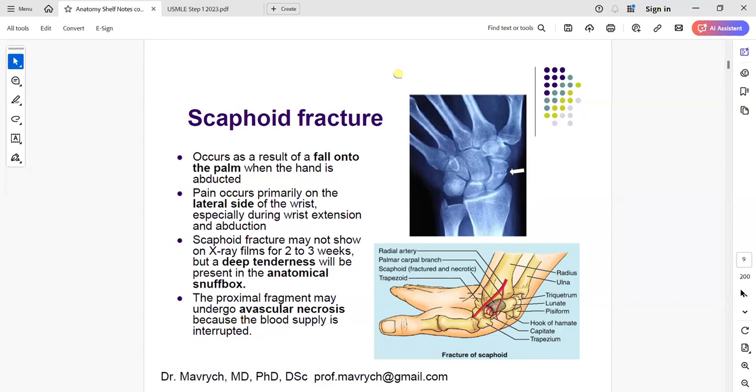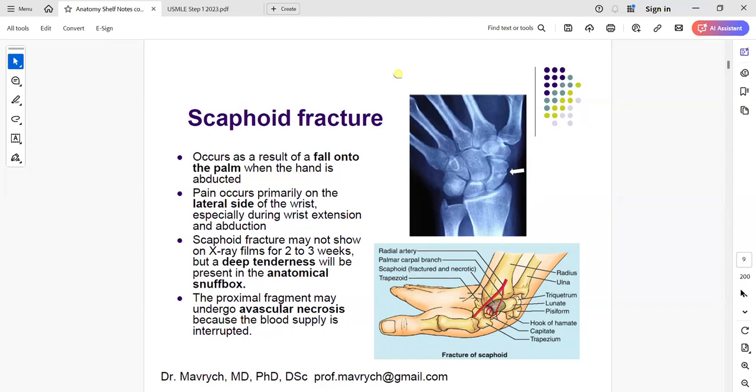What happened is that obviously there would be impact on the lateral side because the hand was abducted, not adducted, right? So now it's on the lateral side. And the pain is obviously on the lateral side of the wrist. So there would be tenderness in the anatomic snuffbox, which is the most alarming sign. They usually give this in UWorld. They tell you that there's tenderness in the snuffbox. So what bone is most commonly fractured?